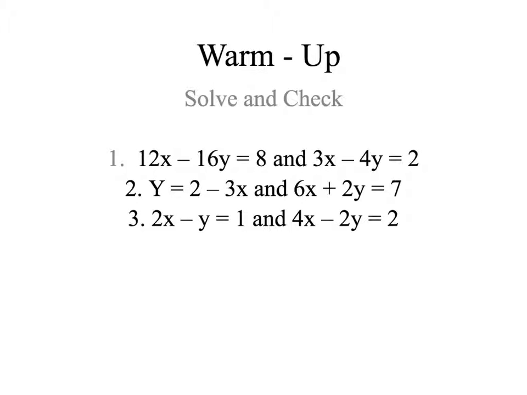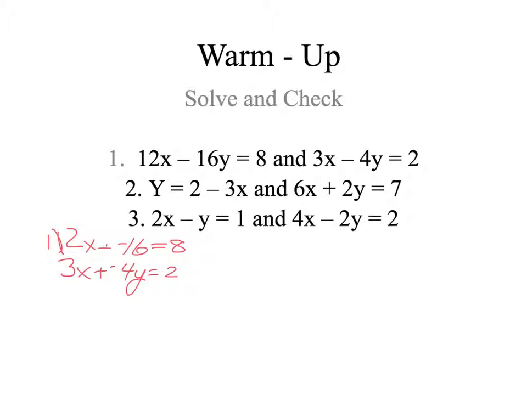So for the first one, I'm going to use the elimination method, because my x's and y's are already on the same side of the equal sign. So I'll write 12x plus negative 16y equals 8. And I'm going to line up the 3x plus negative 4y equaling 2.